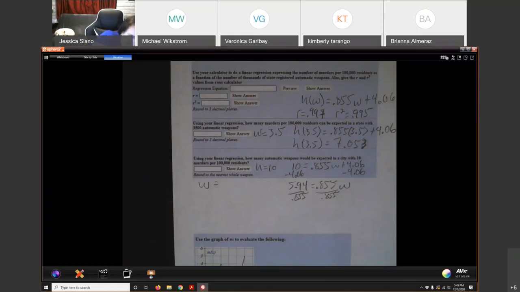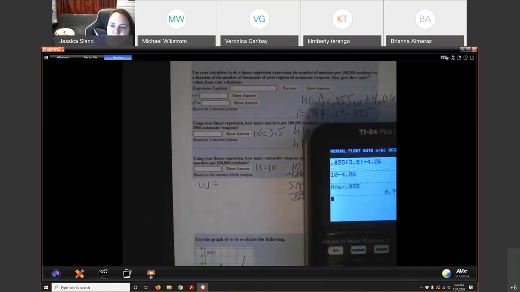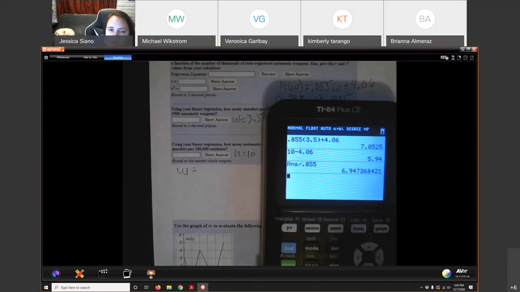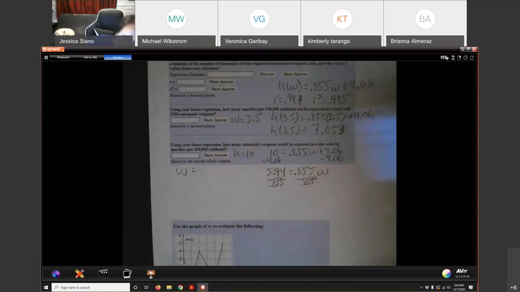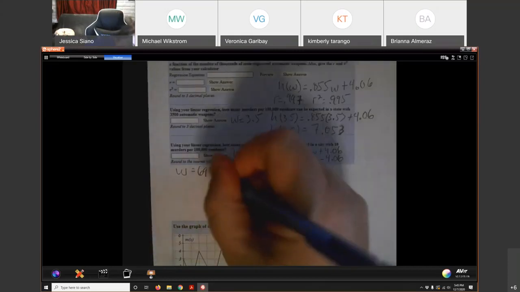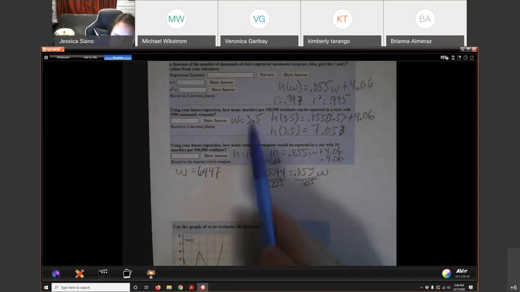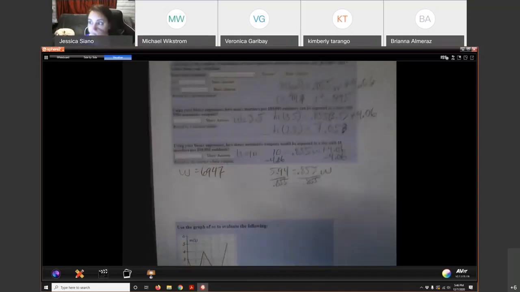Now here's the thing. I get this answer right here. But remember, this is in terms of thousands. And they're asking us to round it to the nearest whole weapon. So this is 6.947 thousand, which means that it would be 6,947 weapons. Because just like here, when I had to move the decimal point 3 places, I have to move the decimal point back 3 places here.